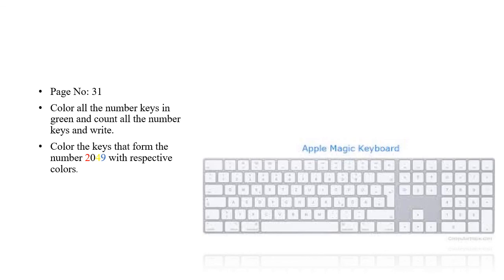In the next keyboard, you have to color the keys that form the number 2049 with the respective colors. Have you seen the number is given with different colors, right? 2 is given in red, 0 in black, 4 in yellow, and 9 in blue. You have to color the respective number keys with the respective colors, okay? So 2 assignments were given to you, right? You have to do them, take a snapshot and send it to me personally, okay?